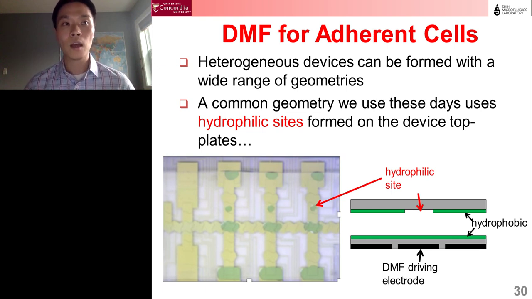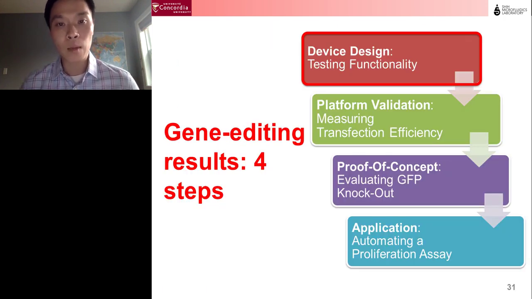So with this in mind, one of the first pieces of work that we did in my lab was to try to implement the first steps of gene editing on a digital microfluidic device. Here I'm going to explain the 4 steps that we implemented to manipulate the droplets. I'll go into the device design, show you how we validated our device, and we did a proof of concept actual knockout. And then we also showed an application where we automate a proliferation assay. So I'll start with the device design.